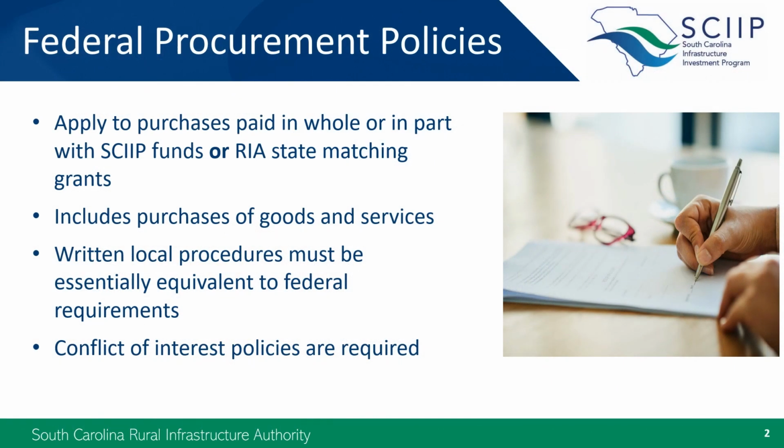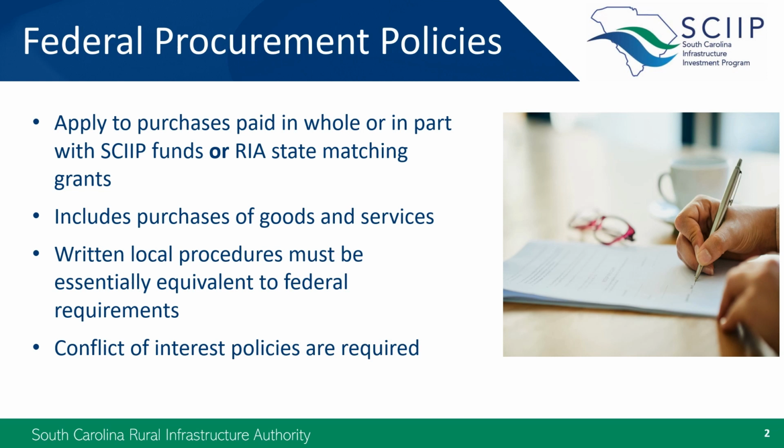First, I'd like to clarify which types of purchases these federal requirements apply to. Your organization will probably have multiple contracts or purchases over the course of your SCIIP project. Materials purchases, engineering and construction contracts, legal fees, etc. If you're funding an entire purchase or contract with funds that aren't coming from RIA, even if they are being counted as local match for the grant, then we won't be monitoring those procurement methods, and none of the requirements I'm about to cover apply to those contracts or purchases fully funded by non-SCIIP, non-RIA funds.